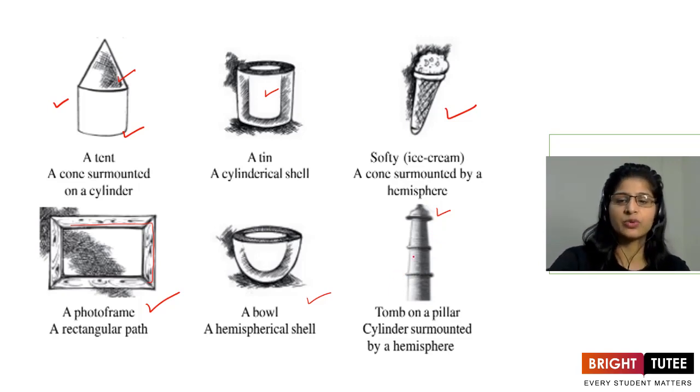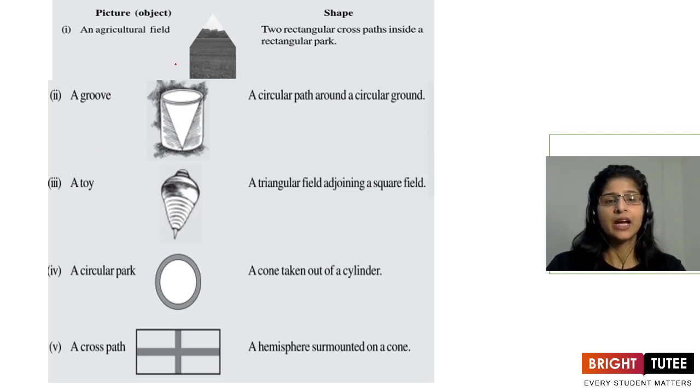Okay, now let's move ahead. Here we have to identify which kind of figure this is and what the shape is, right? How to define it. So we see an agricultural field here, this one. So this will be matched to this, right? And what will be the explanation for it? We see a square and on it a rectangle, right? So do you see something like this, a triangular one? This will be matched to this, a triangular field adjoining a square field. This is the triangular one, and below it there is a square field.